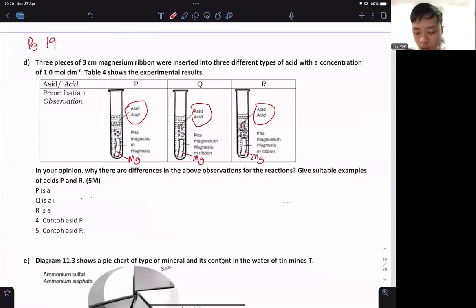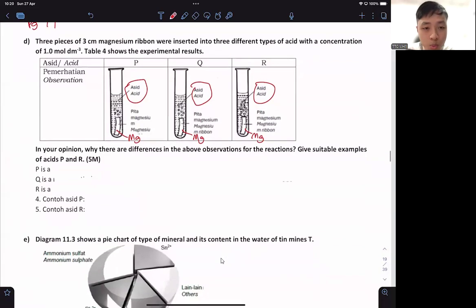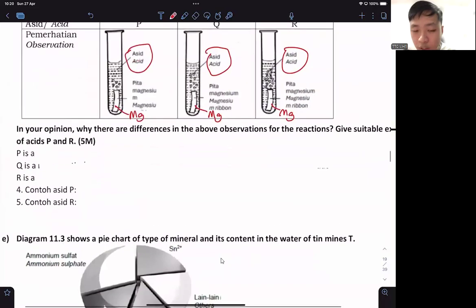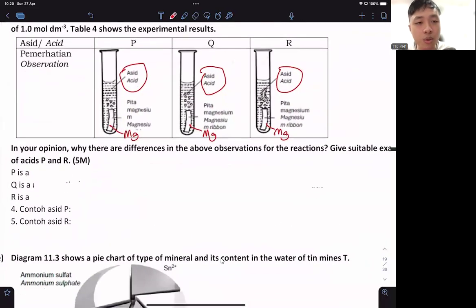Okay, so in your opinion, why are there differences in the above observation for the reaction? Give suitable examples for acid P and R. Now which one has the most reactive reaction? If you notice, obviously it's R. R has the most reaction. Then the least reaction is P, only 5 bubbles. Let's say this one has 10 bubbles, and this one has 20 bubbles. So what happened?